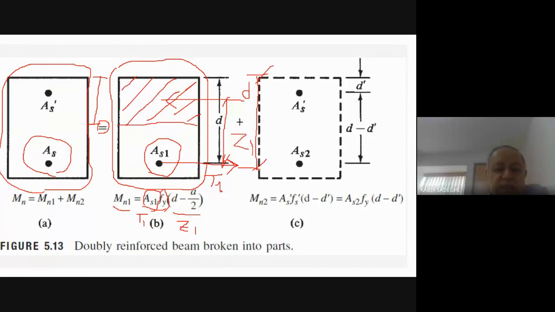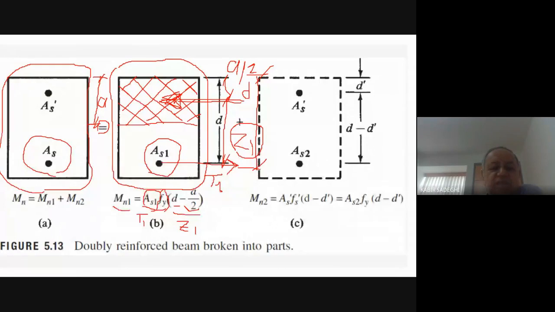The depth of concrete under the compression stress. Therefore from here, because the force for this rectangular compression part is at the center of this compressive stress zone, from here should be A over 2. Therefore, Z1 equals D minus A over 2. This is the thing that we have.